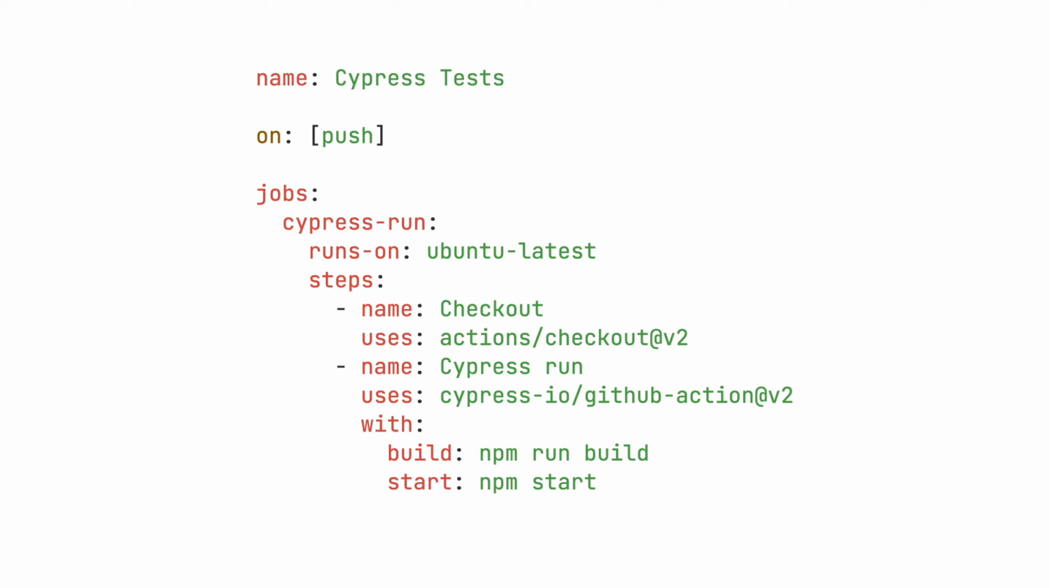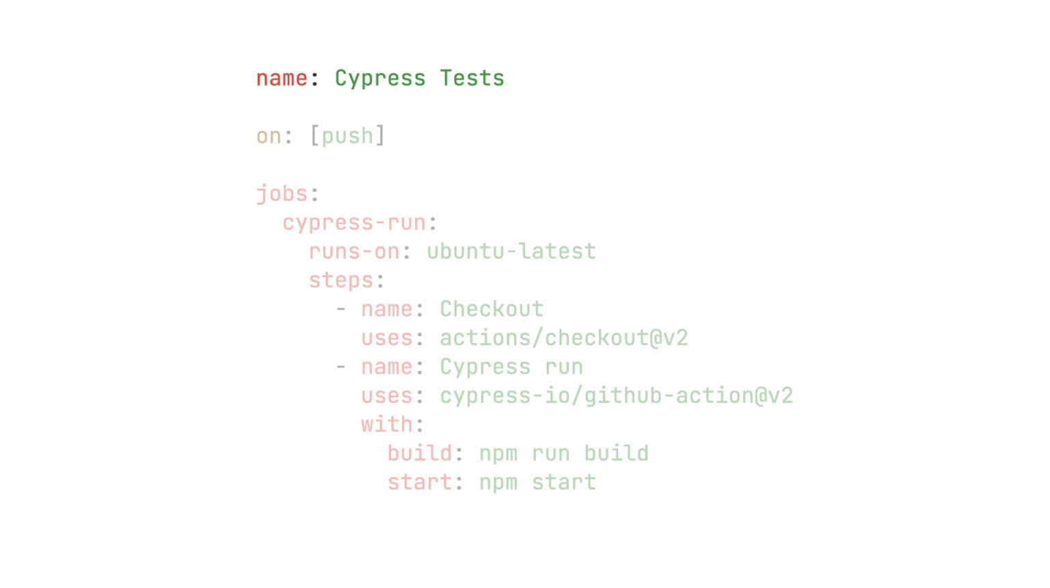Let's take a look in greater detail at the workflow config file included in our repo. First, we give our workflow a name, which in this case is Cypress Tests, but you can name it anything you like. Next, we are using the on directive, which tells GitHub to trigger this workflow anytime there's a push to our repo.